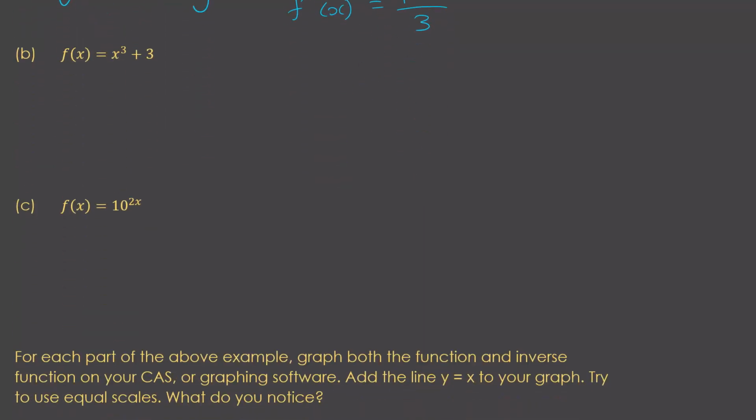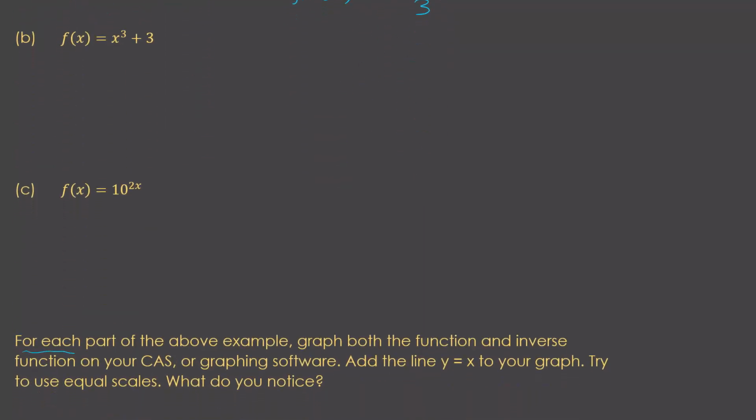At the end of the question, it says for each part of the above example, graph both the function and inverse function on your CAS or graphing software. Add the line y equals x to your graph. Try to use equal scales. What do you notice?